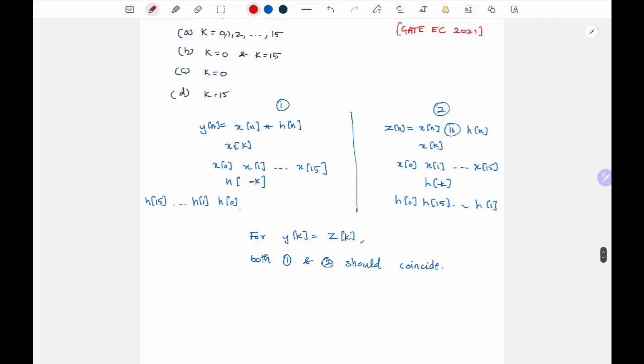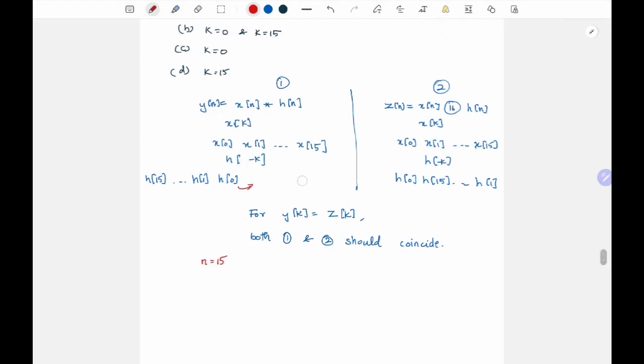What about 1? You shift 1 here. You will get h of 0 into x of 1 and x of 0 into h of 1. But here again you will get the entire term. So 1 also nothing. So we should then see where the entire thing of this will coincide with the entire thing of this. So let us take for n equal to 15.